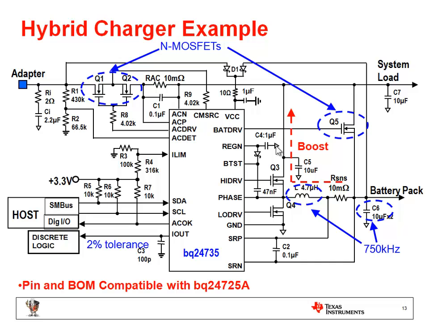So we have the BQ24735 series turbo boost charger, or hybrid charger. It is pin-to-pin and BOM-to-BOM compatible with the BQ24725A, our traditional configuration charger. Here you can see I'm still using 5 pieces of N-MOSFET, and all the inductor, capacitor, and bias network stay the same. This can significantly reduce the user's development time, and they still get a new feature to get the power from both the adapter and the battery.